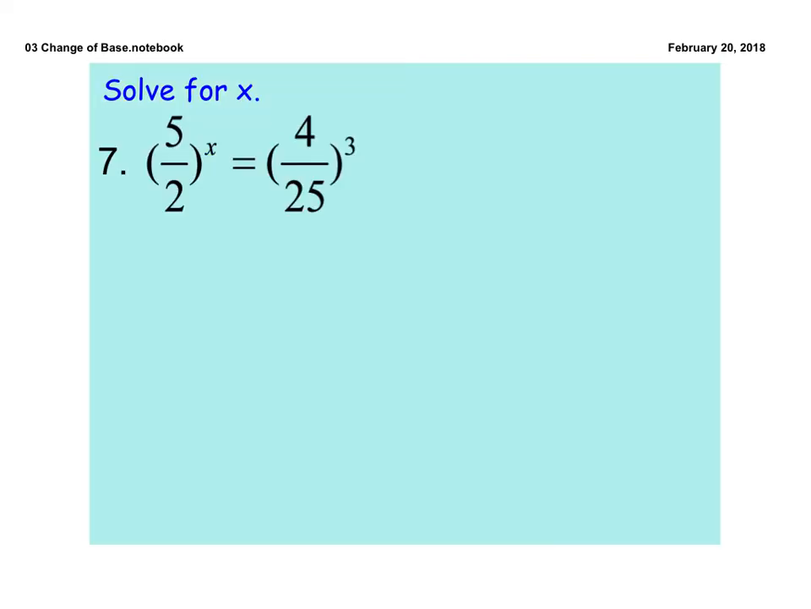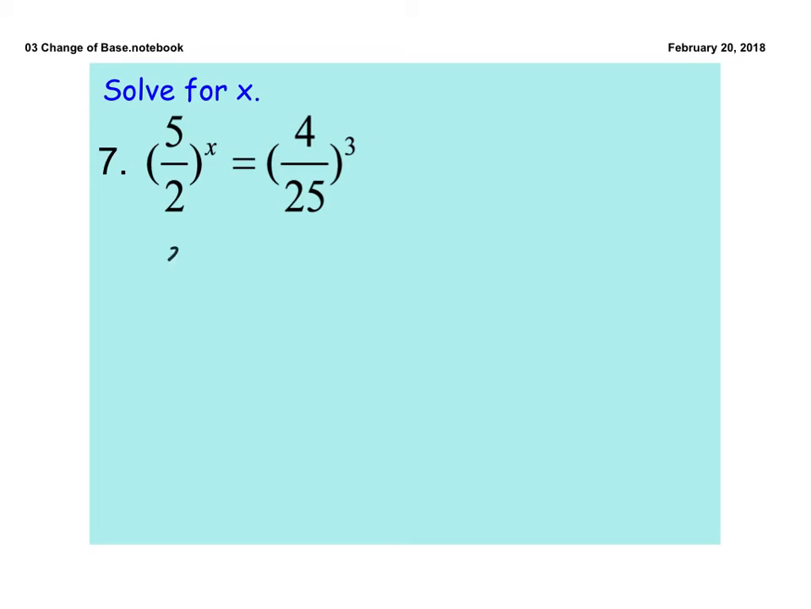All right, our next problem, we have (5/2)^x and (4/25)^3. So we need to try to wiggle this around in order to make these the same. Now, if you notice, I know that 5 is sort of connected to 25, because 5 squared is 25. I also know that 2 is connected to 4. So that means that these fractions are kind of flipped upside down from where I want them.